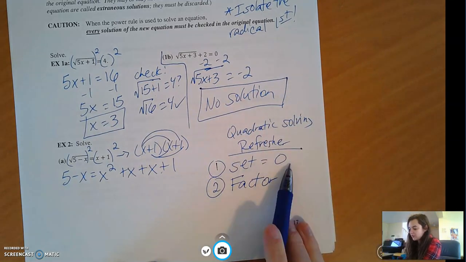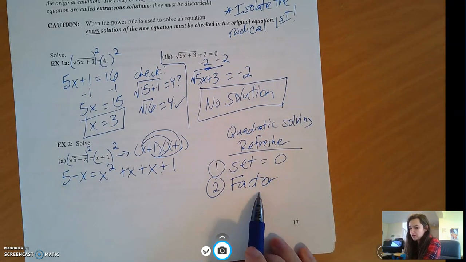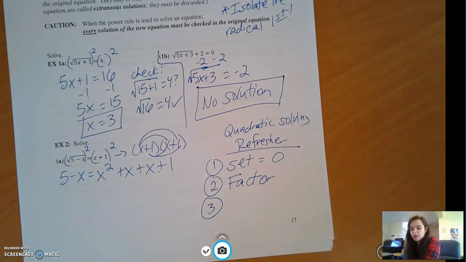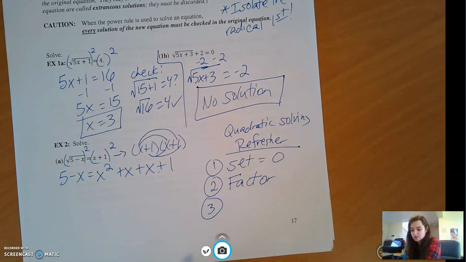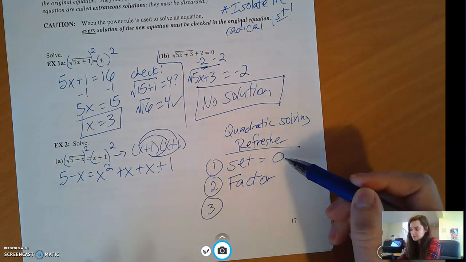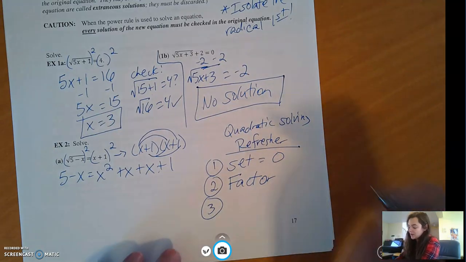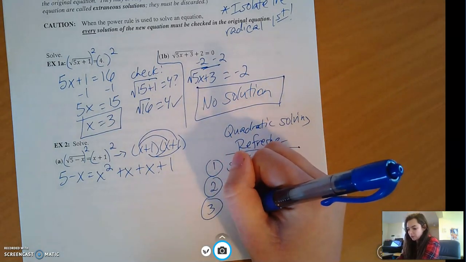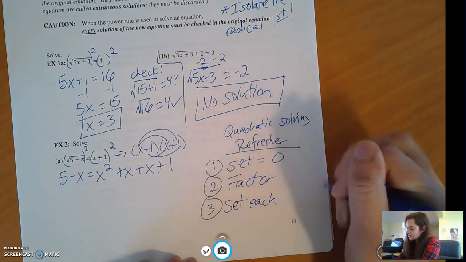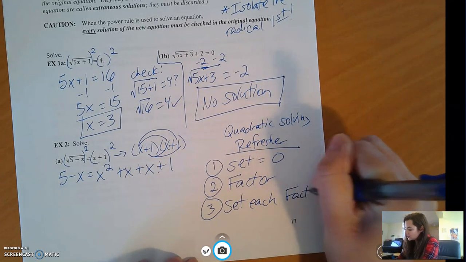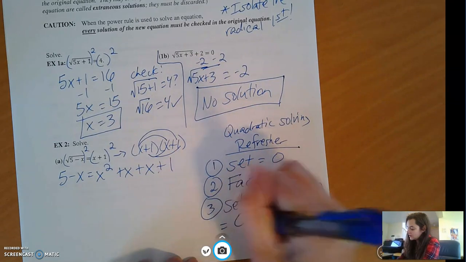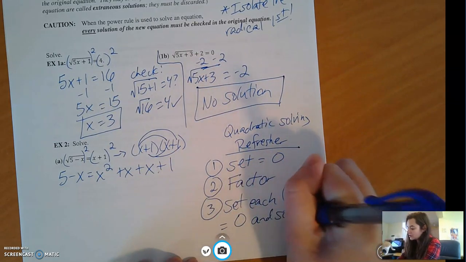So set equal to 0 first, get everything on one side, and then you're going to factor it. And then we use the zero factor property and set each factor equal to 0 and solve. So we say, if a couple things multiply to equal 0, something has to be 0. And so we set each factor, which is going to look like your parentheses when you factor, a lot of the times in parentheses, equal to 0, and solve your little equations.